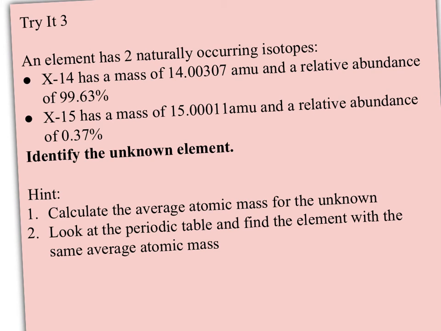Example number 3 says an element has two naturally occurring isotopes, X-14 and X-15. You've got the masses and the relative abundance. So this is very similar to the first one, except now you're asked to identify the unknown element. I've added another hint here, and that is to look at the periodic table when you're done and find the element with the same or very similar average atomic mass. Again, if you want to pause and try this on your own, I would encourage you to do that. Otherwise, I'm going to start working my solution on the next slide.